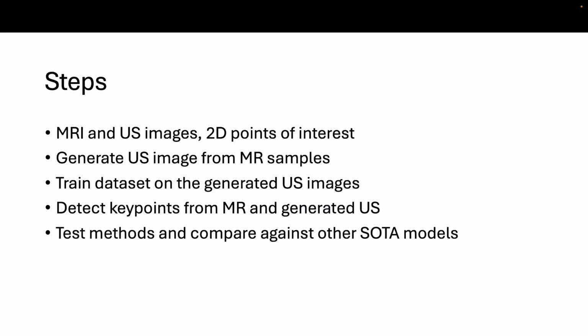Basically the steps are: you have MRI and ultrasound images, and you want to match the 2D points of interest. You generate ultrasound images from the MRI samples, so not real data, but synthetic data created from the MRI. Train the model based on the generated images, and then use that to detect key points, and then use the model to test the methods and compare to other state-of-the-art feature transform models.